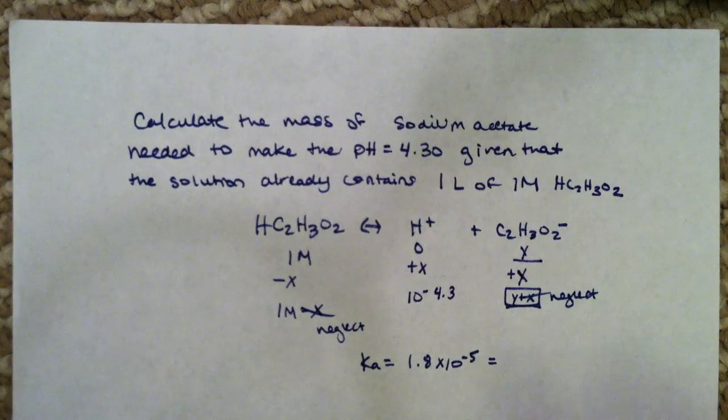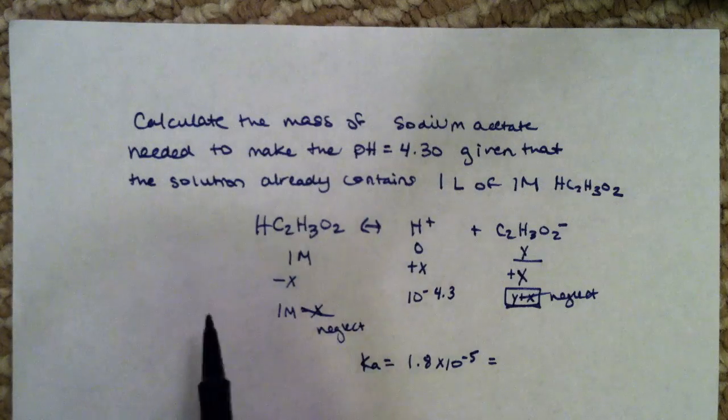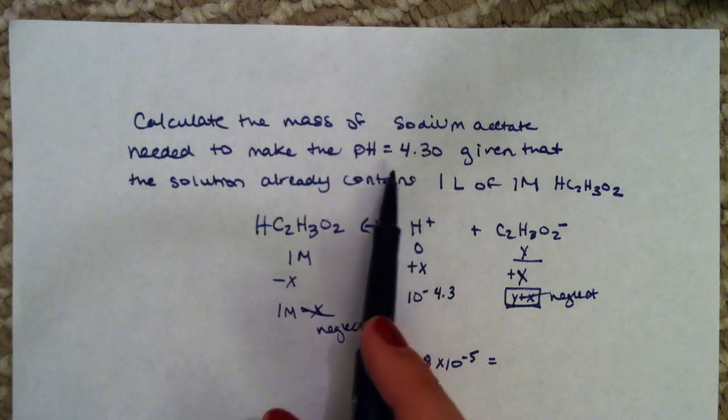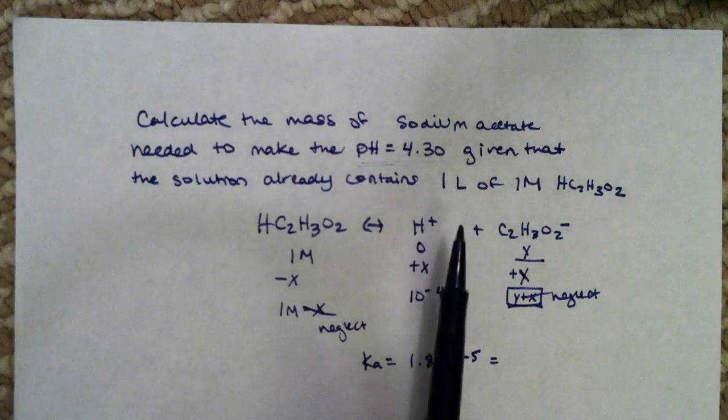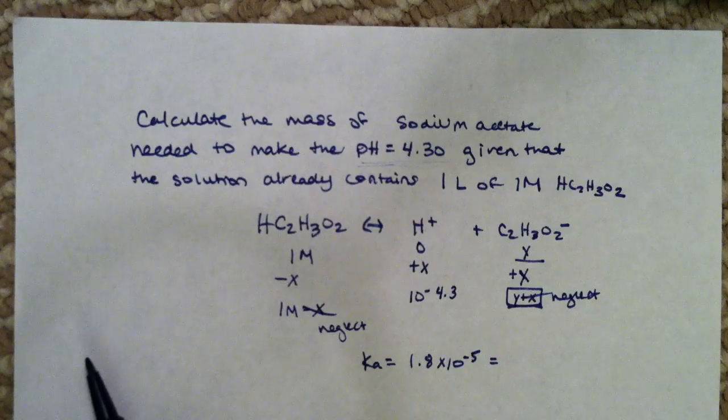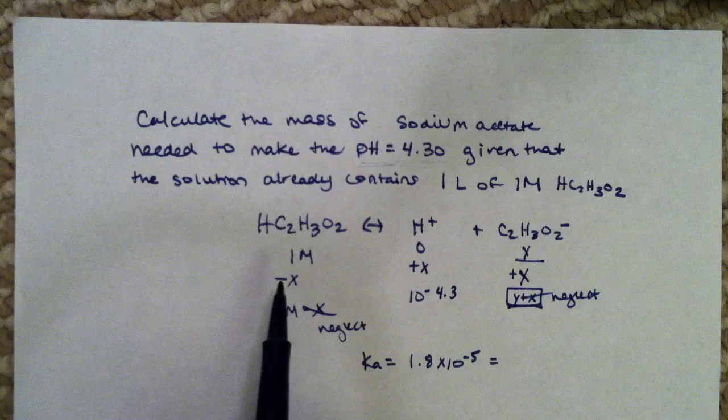Okay, this problem is similar to number 4 in your buffer problems. We have to calculate the mass of sodium acetate that needs to be added to give a pH of 4.3, given that we have a 1 liter, 1 molar solution of acetic acid. So one way to do it would be to set up an ICE table.